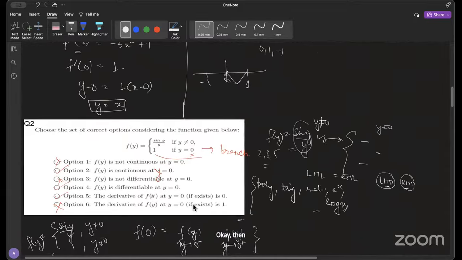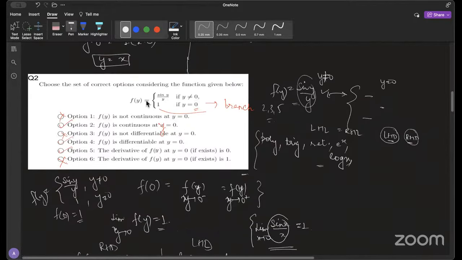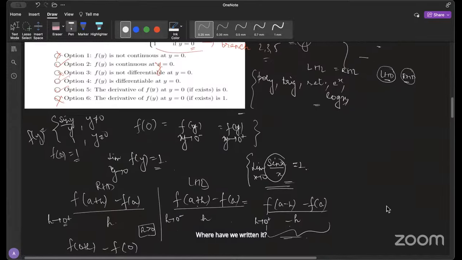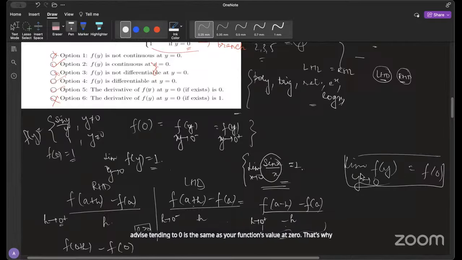Okay, then coming to the next one. This is your next one. You find the continuity of functions. So for continuity, you just simply find the limit. You know that sine x by x as x tends to 0, this limit is 1. And then the function's value is also 1. So that means the limit of the function f(y) as y tends to 0 is the same as the function's value at 0. That's why it's a continuous function, right?